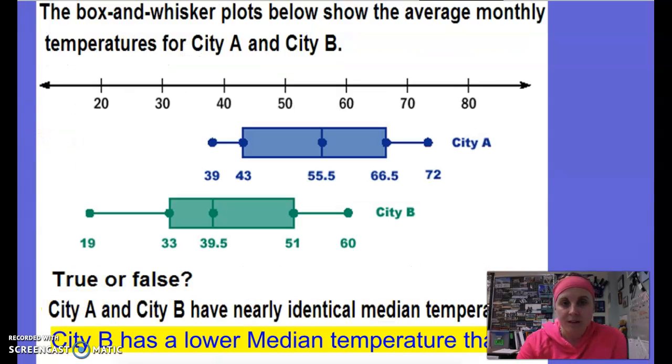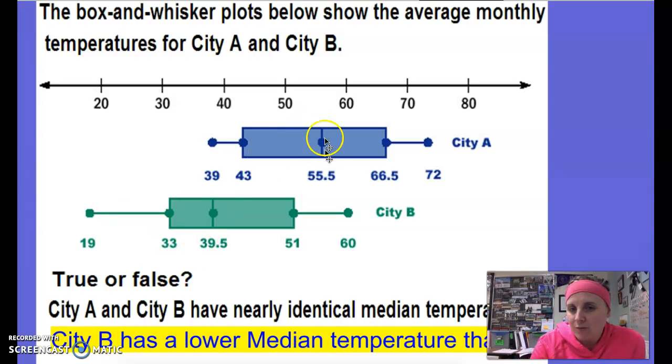Okay. Again, 2 box and whisker plots. We have city A and city B. It says true or false, city A and B have nearly identical median temperatures. Well, the median for city A is 55 and the median for city B is 39.5. So I wouldn't say that the medians were the same. I would say that they're about the same spread out.